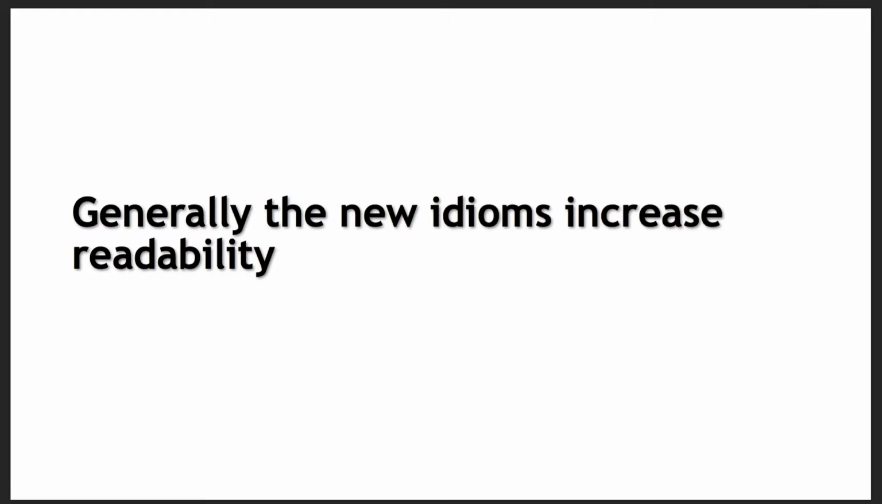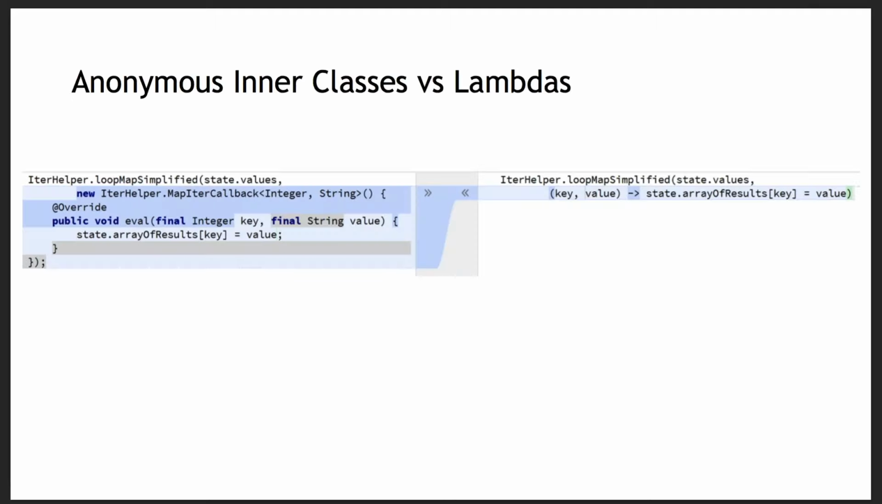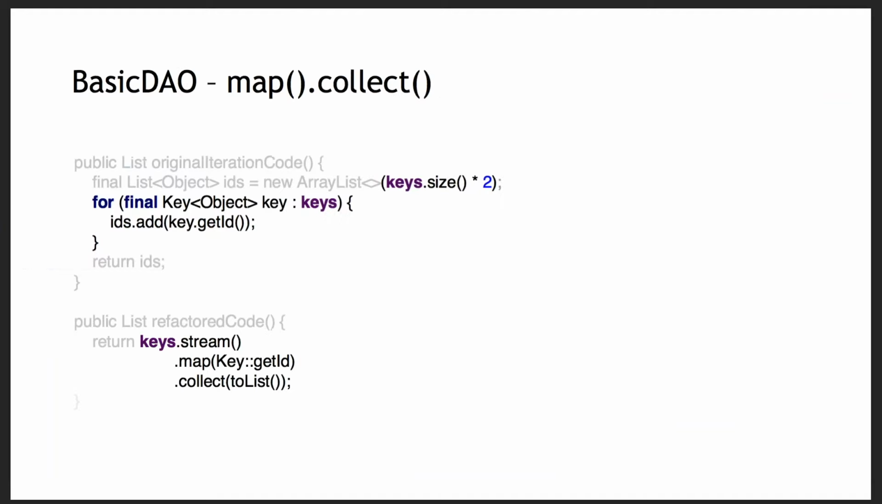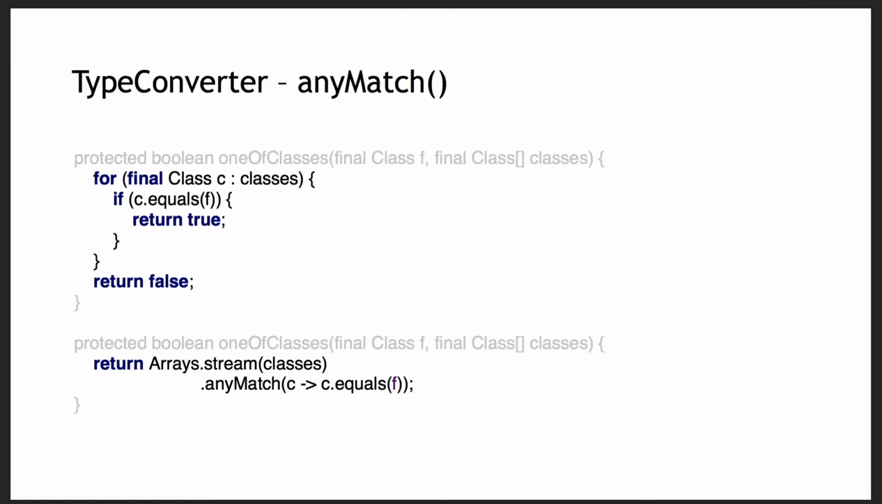Generally, using the new idioms, the new methods on collections, the Streams API, Lambda expressions, and so forth does increase readability. I've got a few examples here. For example, the obvious one is Lambda expressions versus anonymous inner classes. It just removes all the type information that you don't really need. Using a collect instead of using a for loop and adding stuff is a little bit more descriptive.